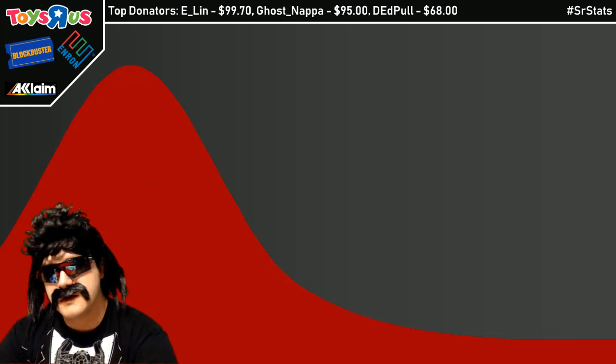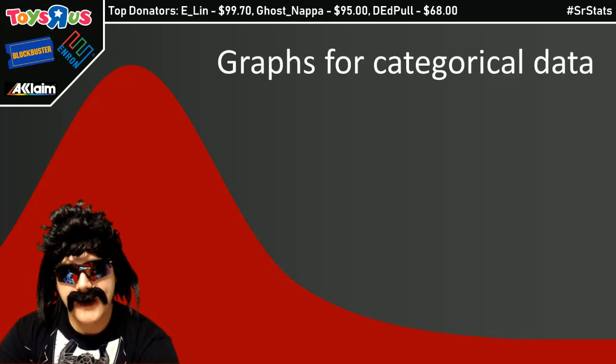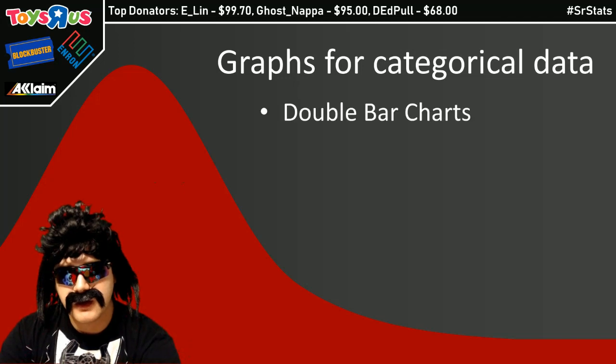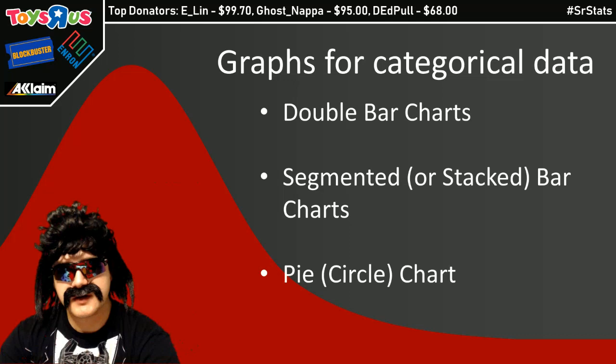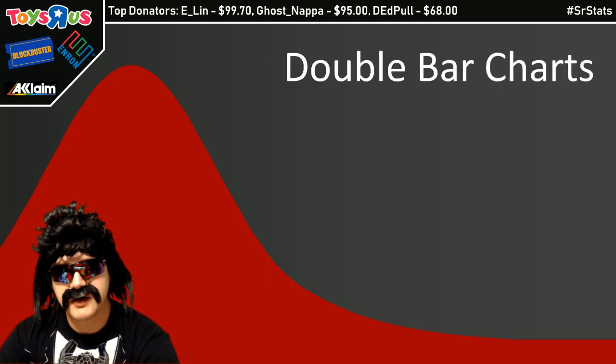Alright, senior statistics here. Now we're going to look at some graphs for categorical data. There are double bar charts, segmented or stacked bar charts, and pie charts. The first thing we're going to look at is double bar charts.